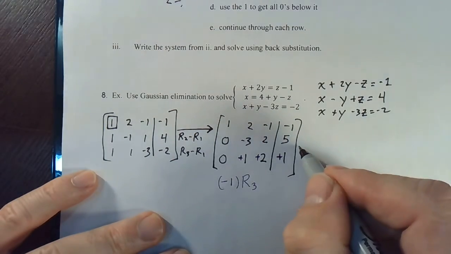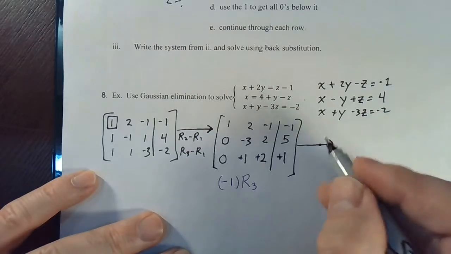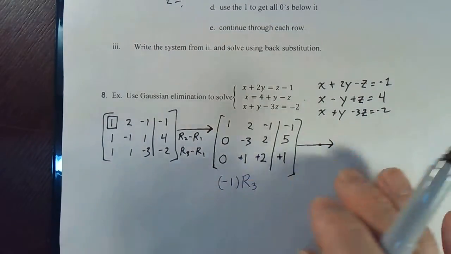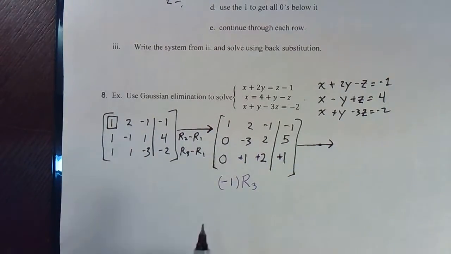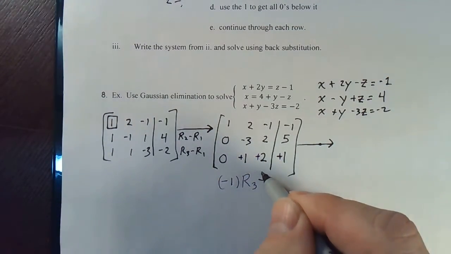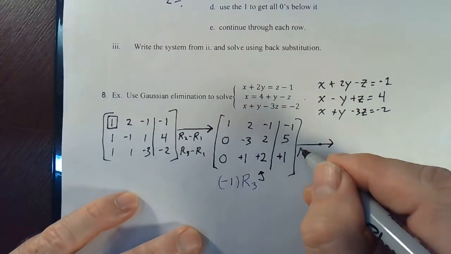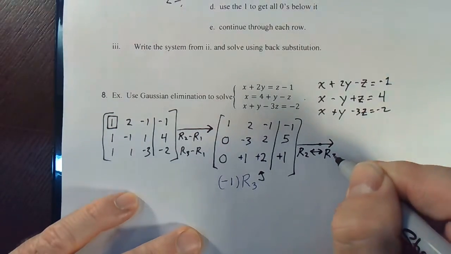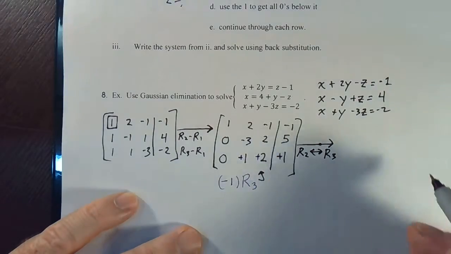All right, so now I've already done this row operation and I didn't want to write a whole new matrix just to change all these signs in row 3. So that's what I did right there. So now I'm just going to do row 2 switched with row 3. Row 2 double arrow row 3 means switch them.